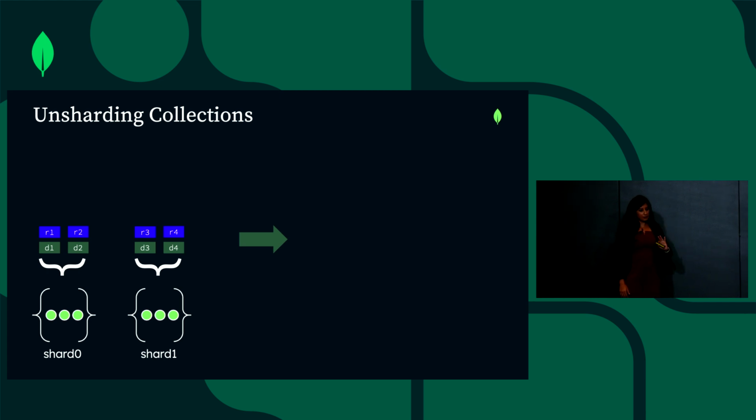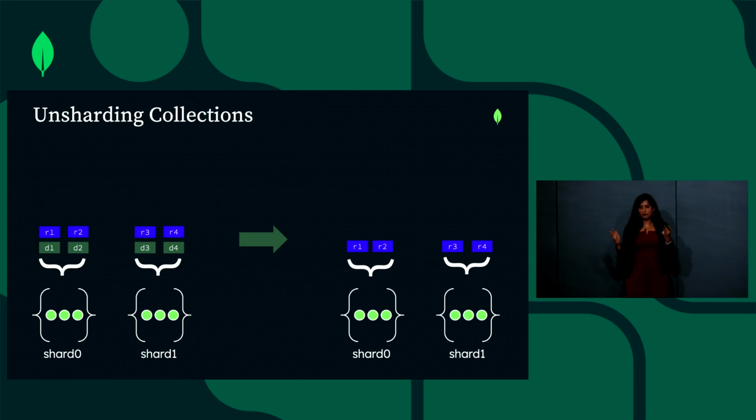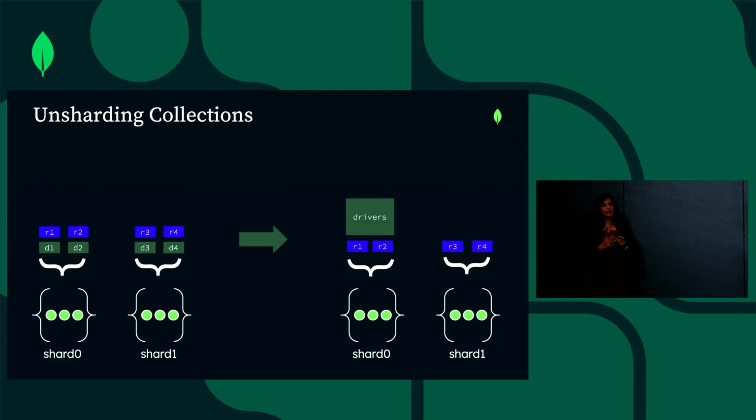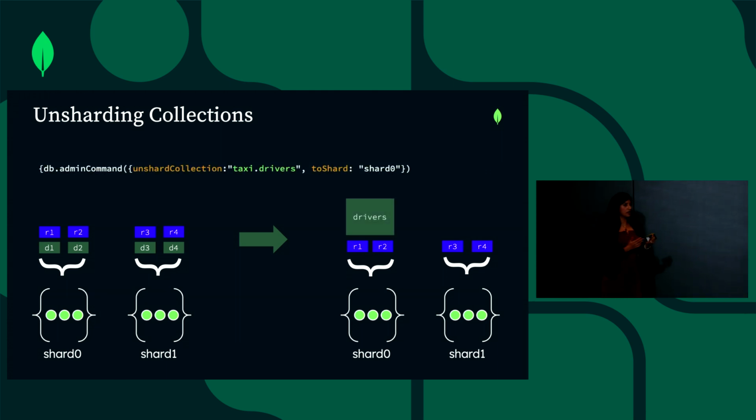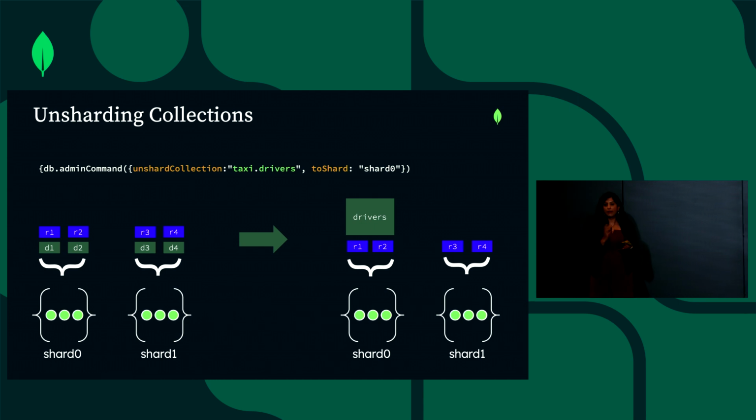So in this example, we have riders and drivers both sharded equally on shard 0 and shard 1. You decide that, hey, riders is fine, let it be sharded for now, but I want to unshard drivers because there's a change in your application pattern, for example, and you don't want to manage it, and you want to move it all to one single shard. It's possible by running a simple command called unshardCollection taxi.drivers and providing the shard you want to move it to. So here you're saying, move it to shard 0 as my shard of choice for drivers.